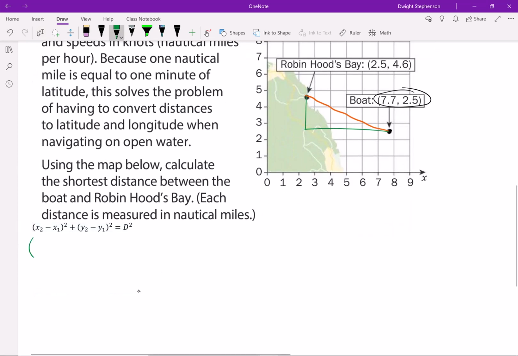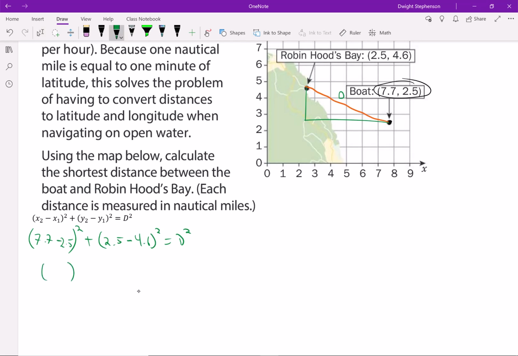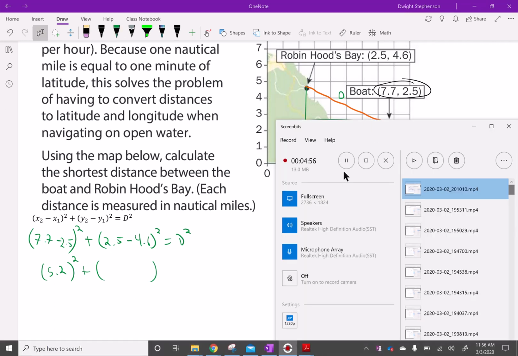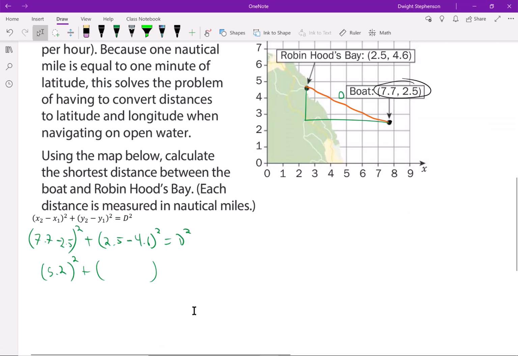And we can just plug these into this formula. So we subtract the x coordinates. In this case, we're going to do 7.7 minus 2.5. We're going to square that. We're going to add that to subtracting the y coordinates, which is 2.5 minus 4.6. Square that, and that will give us distance squared, and the distance we're talking about is this. All right, so we do this math. 7.7 minus 2.5 should be 5.2, and we got to square that. 2.5 minus 4.6 should give us negative 2.1, squared, and this whole thing should be equal to d squared.